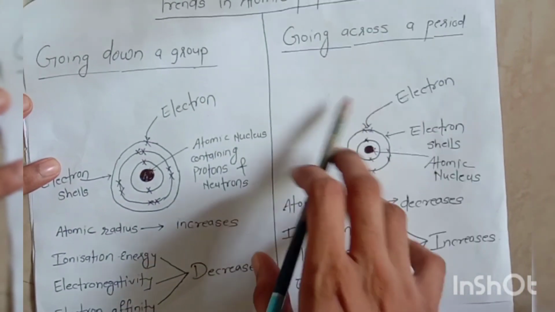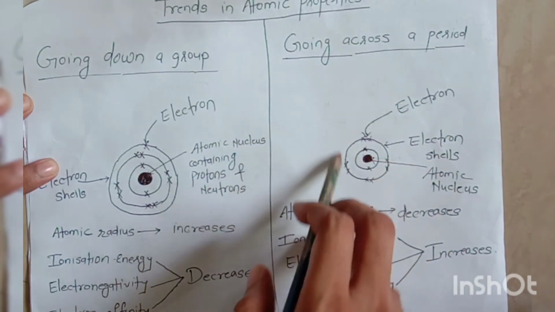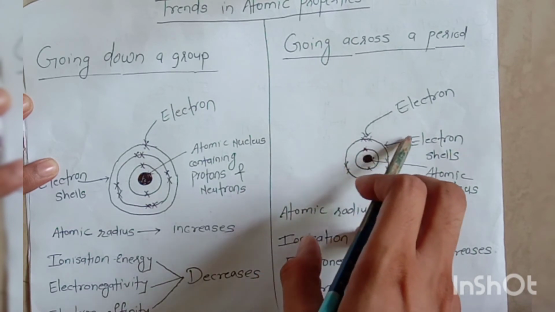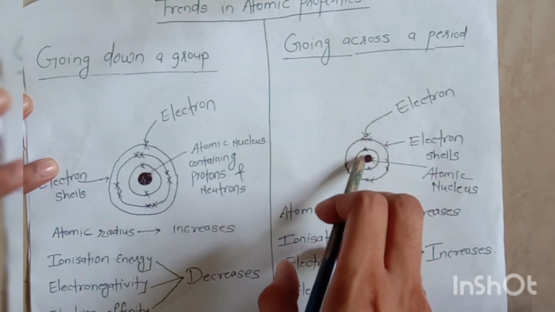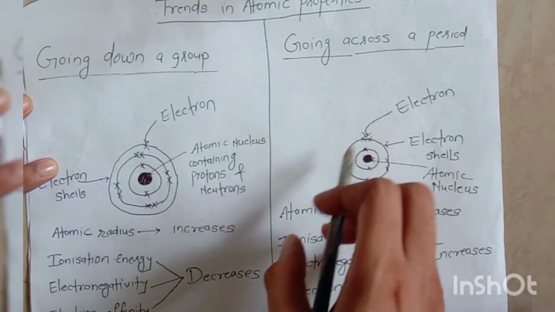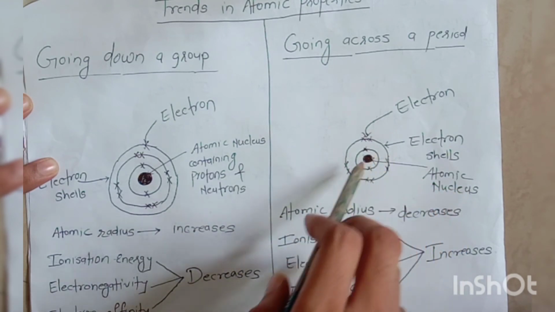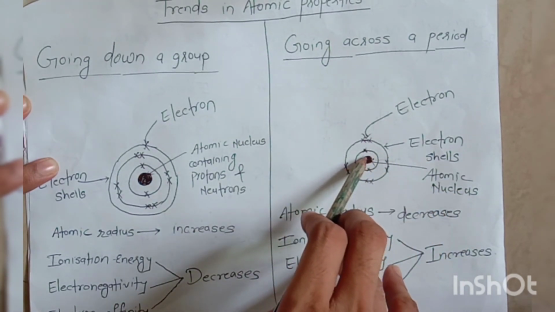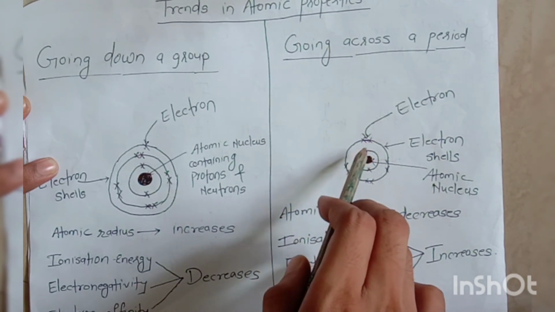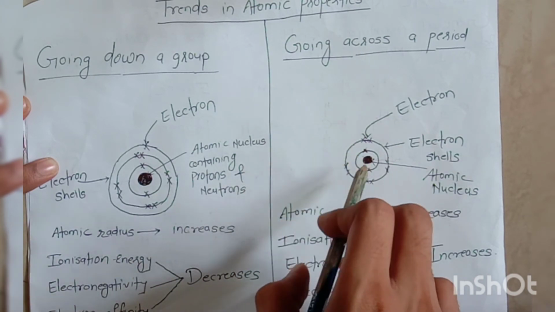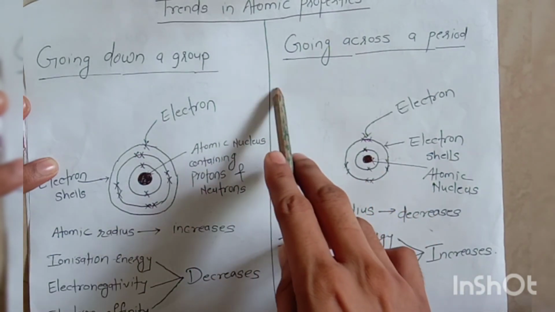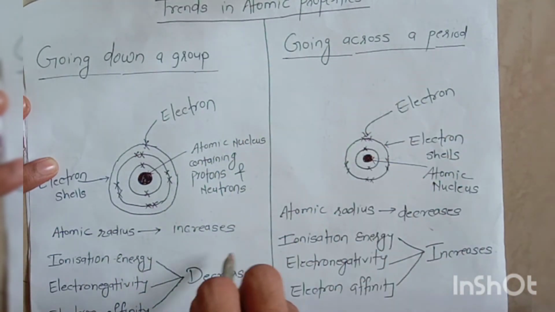But when we talk about going across a period, the outermost electrons are entering the same orbit or same shell. The charge on the nucleus increases one by one, and this leads to greater attraction of the nucleus to the outermost shell. That is why the atomic radius decreases when we move from left to right in a period.